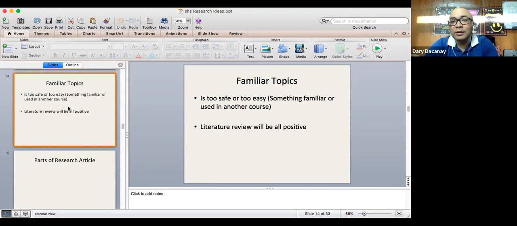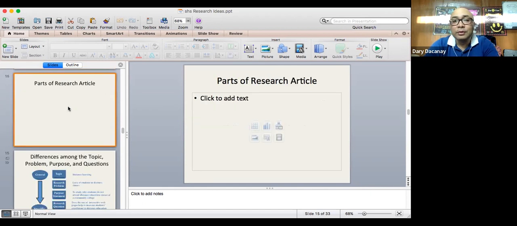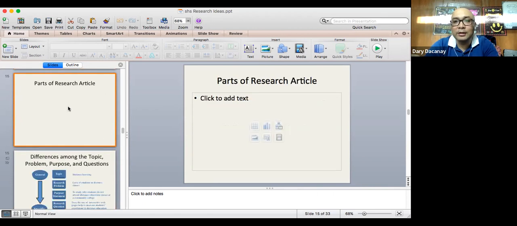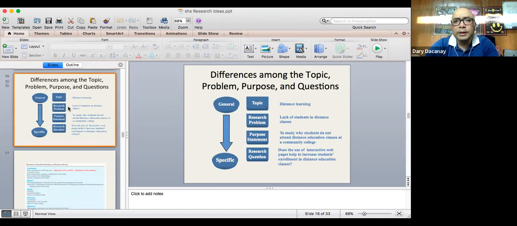Familiar topics. Too safe or too easy, something familiar or used in another subject. Another one, the literature review will be all positive. So dapat, it should be a balance when you try to look for literature and trying to look for prior knowledge on the topics. So importante rin yun.